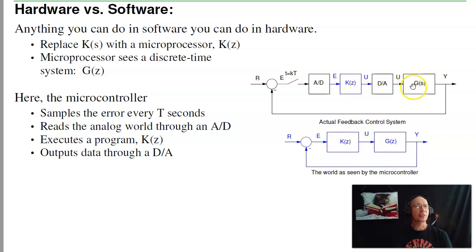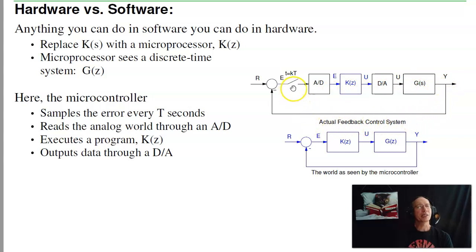This is how it's actually implemented. I've got an analog plant that's a motor, temperature, rocket. There's some system described by differential equation. I've got the microprocessor that's described in the Z-plane. To connect the two, I have an A to D, D to A converter. So what happens is the real world is running out here in analog time.